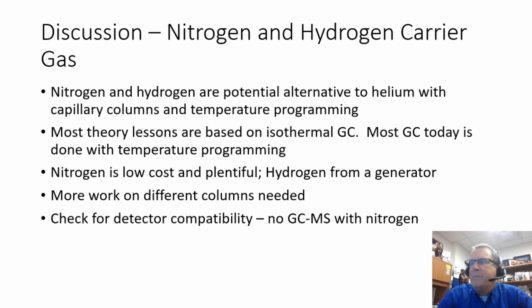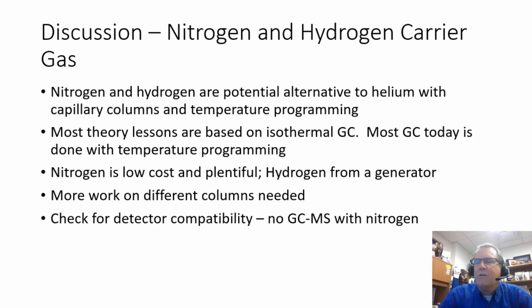Most of our theory is really based on isothermal GC, what you read about in the books, what you see in basic GC. That Van Deemter plot, those Golay plots are all done isothermal. So think about it as, again, we do temperature programming. So I think you're going to have to do less optimizing than you think if you make the switch.